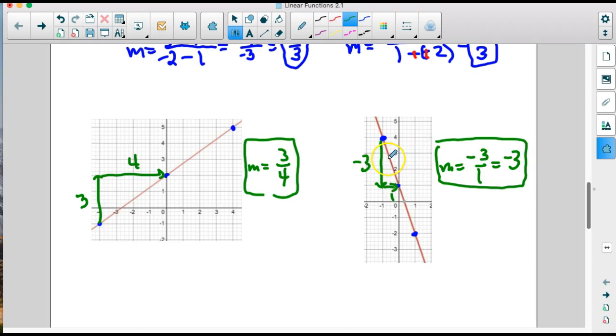Alright, so we have the slope, we have the equation y equals mx plus b. We know this value now because we've done that part. We then have to find the initial value. Well, the initial value is where it crosses the y-axis. So this is the y-intercept.